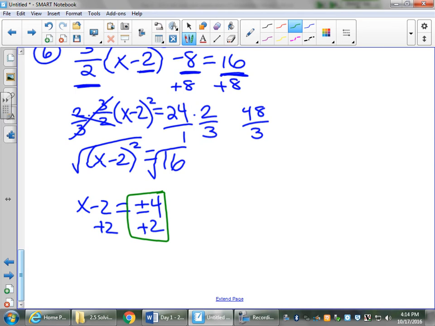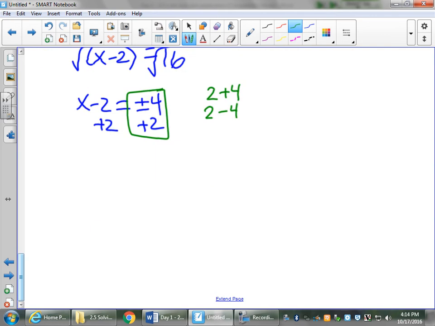So what you're essentially doing off to the side, and you don't have to write the steps, I want to show you where my answers are going to come from. You're doing positive 2 plus 4, and you're doing positive 2 minus 4. It's the 4 that's positive or negative, not the 2. Or you could read it the other way. You could do positive 4 plus 2 and negative 4 plus 2. Either way, you'll get the same answers.